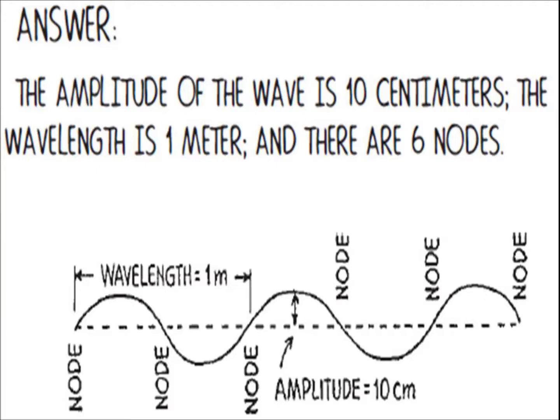And then there's going to be 6 nodes because it crosses the x-axis at 6 places. And remember, the amplitude is going to be half the distance from the nodal line to a crest. You see that the amplitude is 10 centimeters. The total distance would be 20 centimeters, but the amplitude is not from crest to trough. The amplitude is from crest to nodal line.